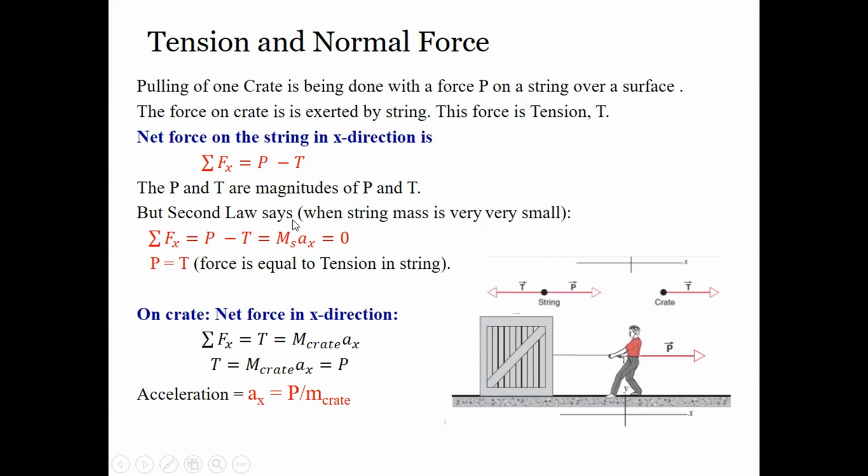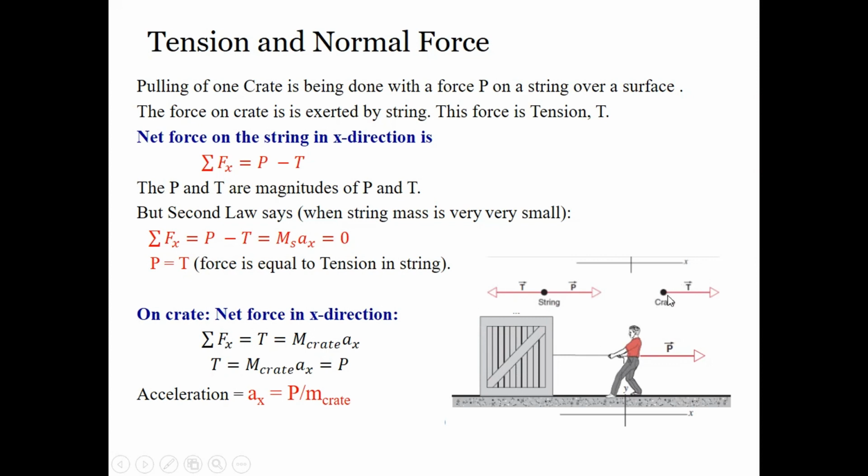We know very well that the second law says that this is equal to mass times the acceleration if there is a net force. But when there is no net force, the string is there and string is not getting detached and it is not accelerated, then it is equal to 0. If this is the case, then the force which is applied, creating a tension, is equal to the tension.